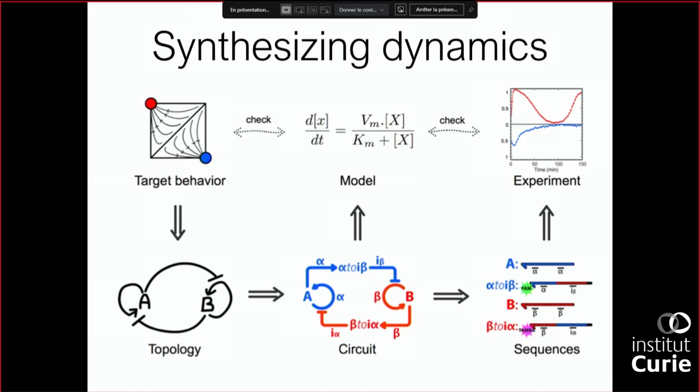So once we have designed those templates and the corresponding sequences, we just order them, put them in the soup together with the necessary machinery, the enzymes and the dNTPs, the fuel. And we perform experiments where we look at the dynamics using fluorescent signals. And we can check if we indeed observe the proper dynamical behavior and compare with model predictions, for example.